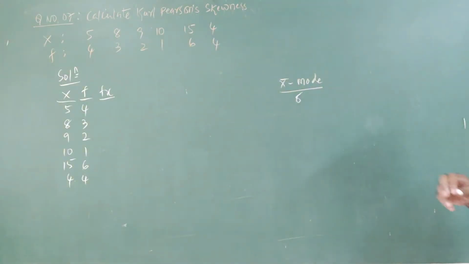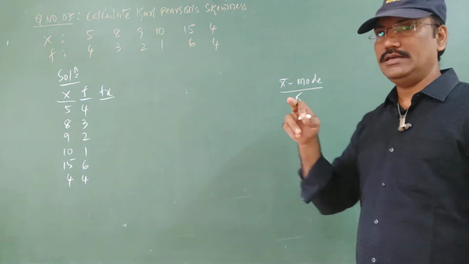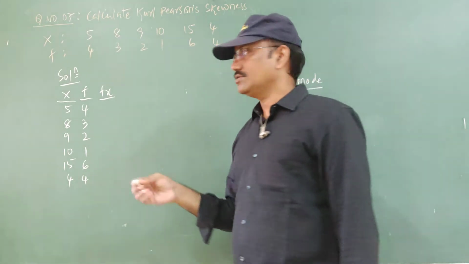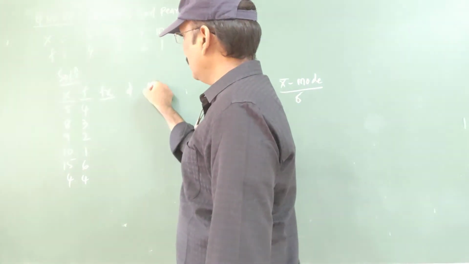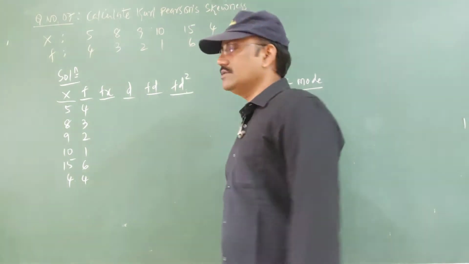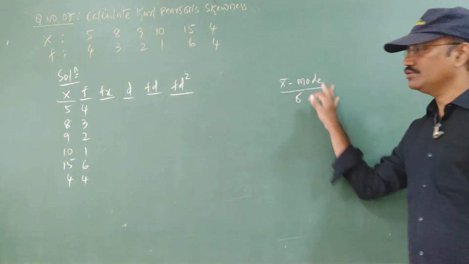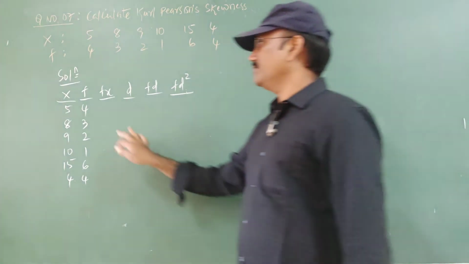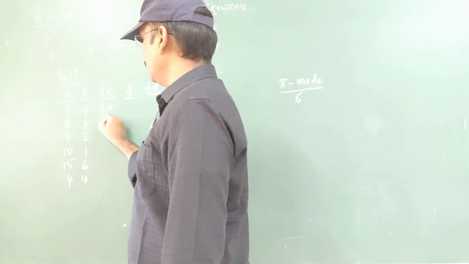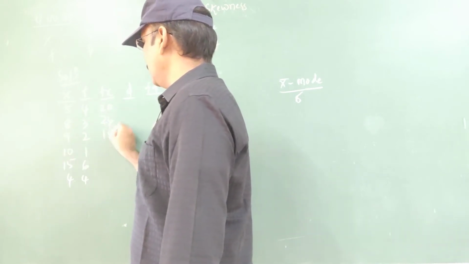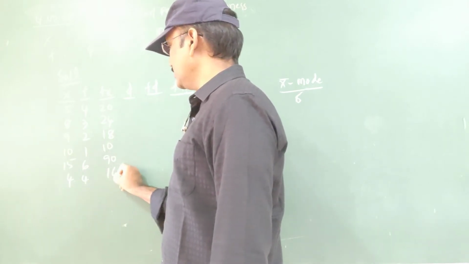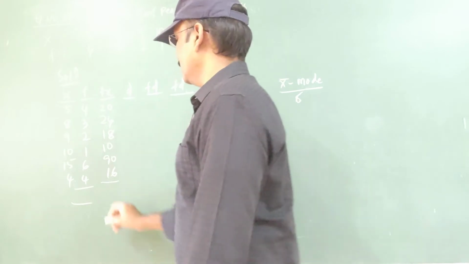And what is the standard deviation? For standard deviation, we need d, fd and fd square, right? These are the information we need to compute to achieve these formulas. So first we need to find f into x: 4 fives are 20, 8 into 3 is 24, 9 into 2 is 18, 10 ones are 10, 15 sixes are 90, 4 fours are 16. So you find this total.